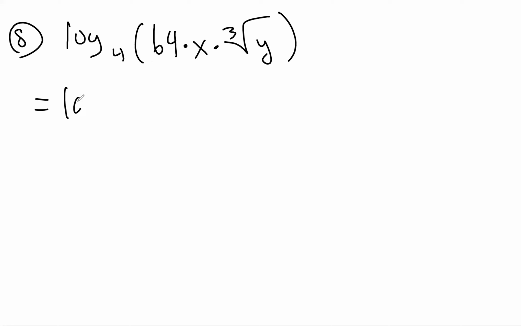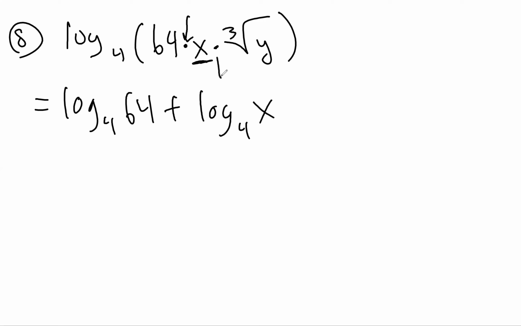And so we'll start off with log base 4, and the first number that we see is 64. So we're going to have log base 4 of 64. Based on this multiplication dot, what symbol's coming next? If I'm multiplying, I'm really adding. And then I see my x, so log base 4 of x. And then because of this multiplication dot, I need to insert a plus. Plus. And then I write my base again, log base 4.